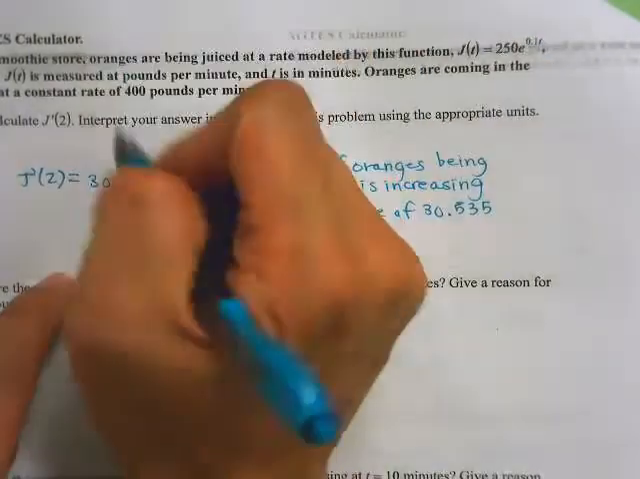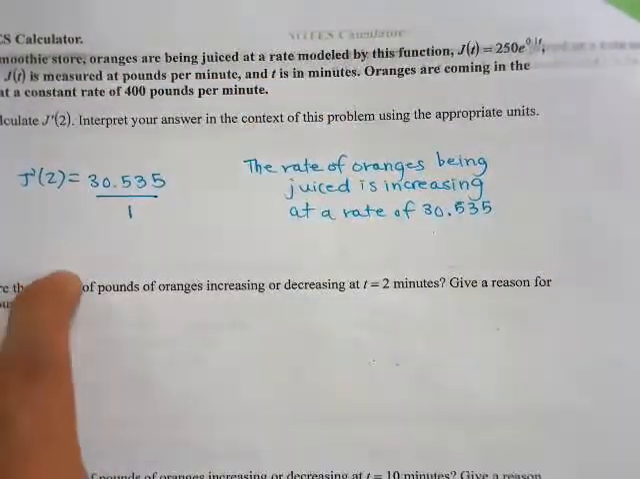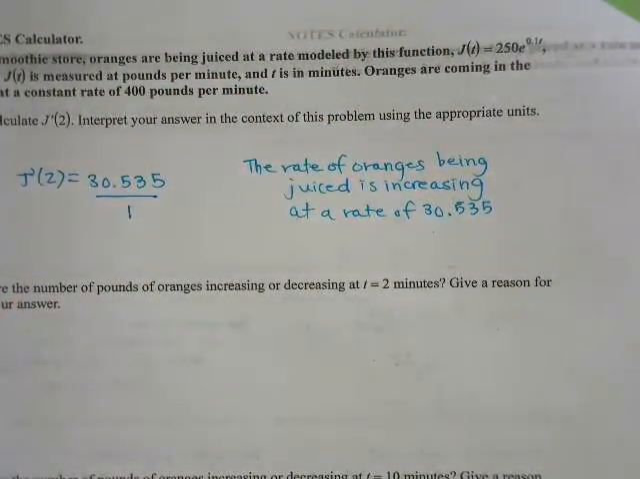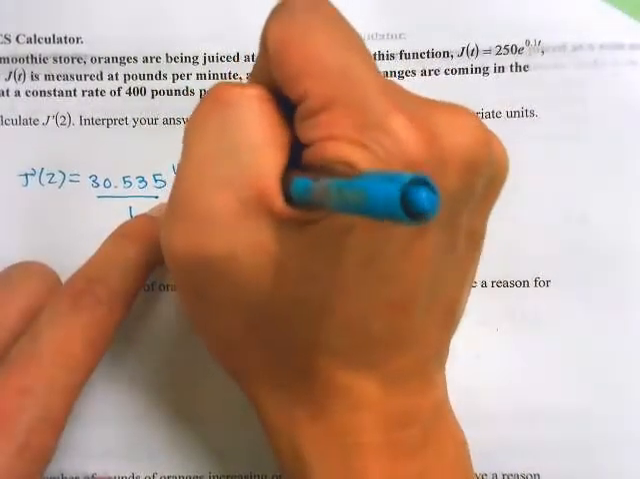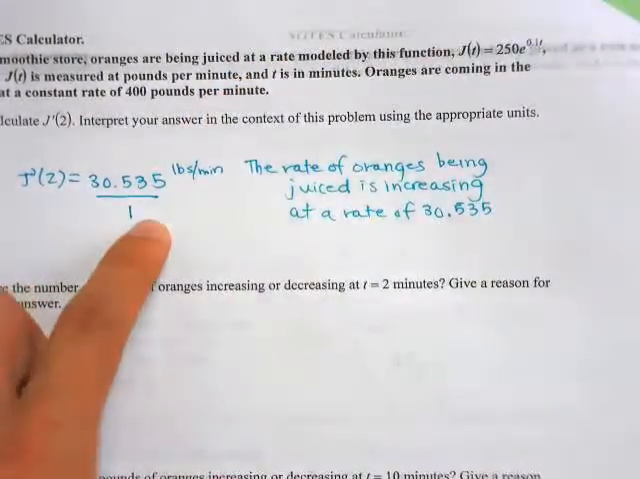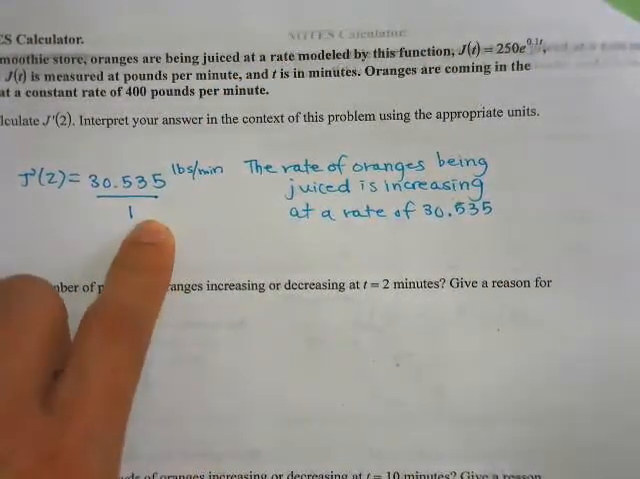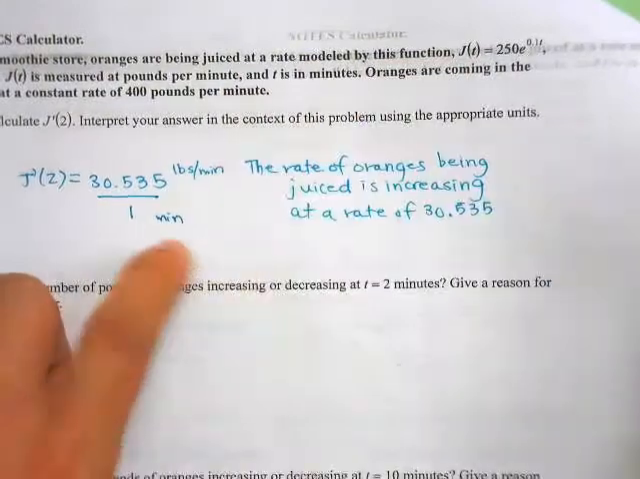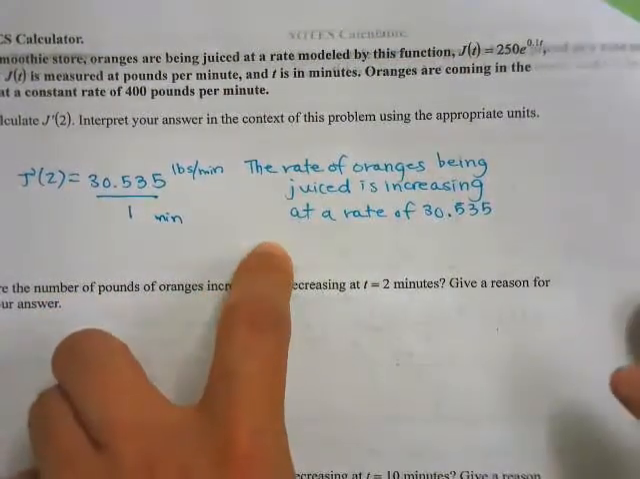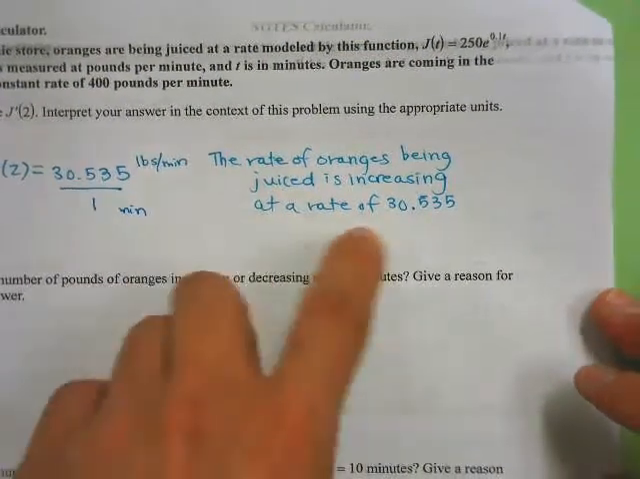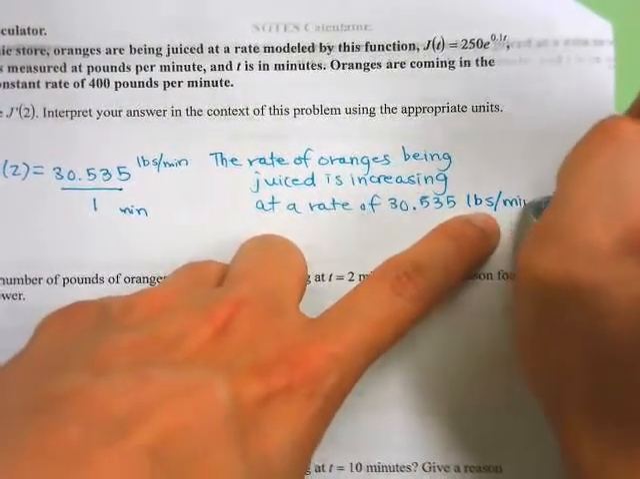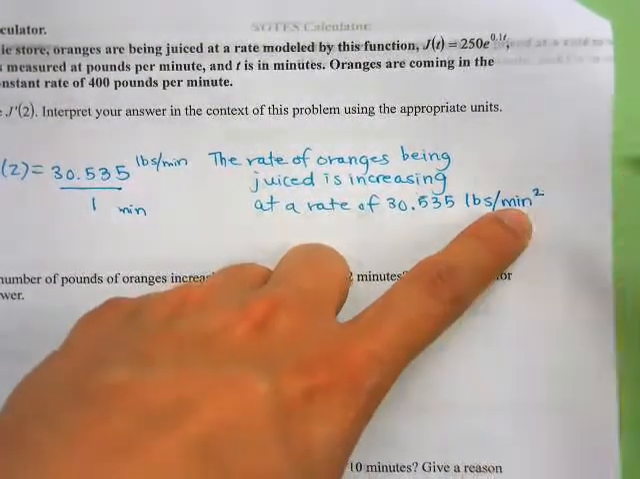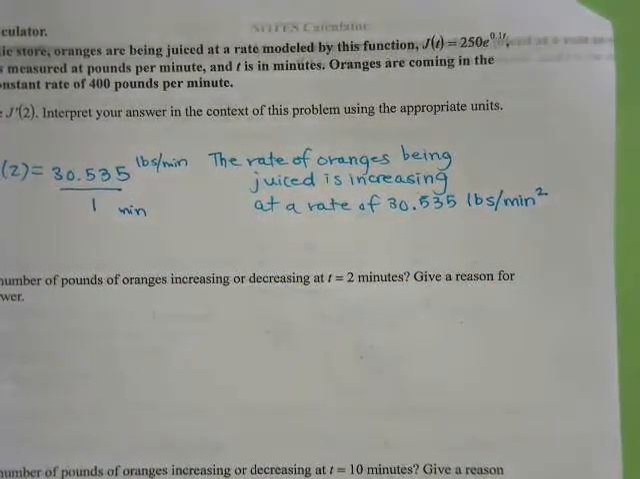If you really need to figure out the units, you can put this over 1. So the units on the top are going to be pounds per minute. What is the denominator unit? Minutes. So this is going to be at a rate of 30.535 pounds per minute squared. We write that as pounds per minutes squared.